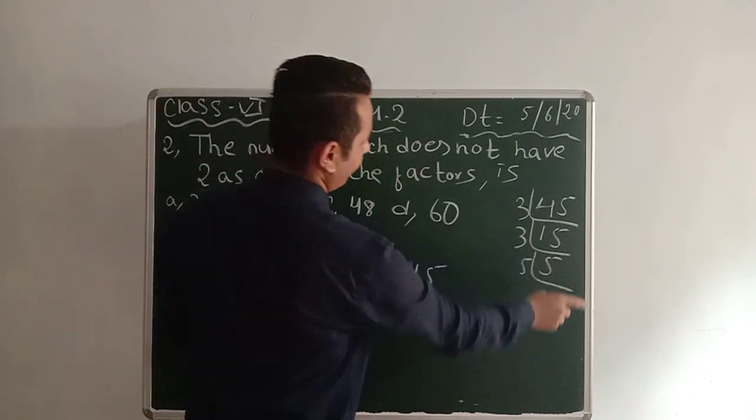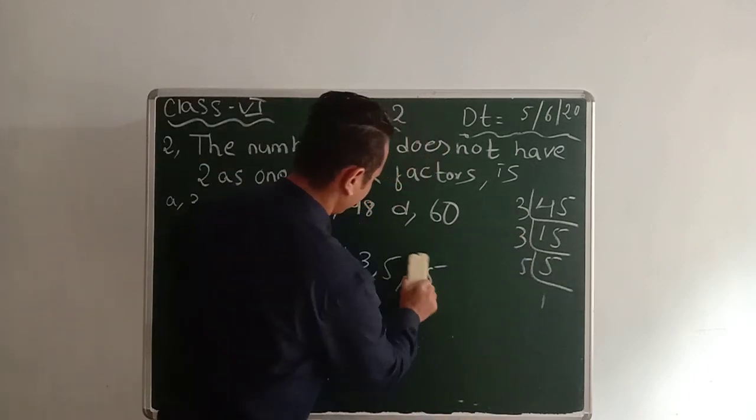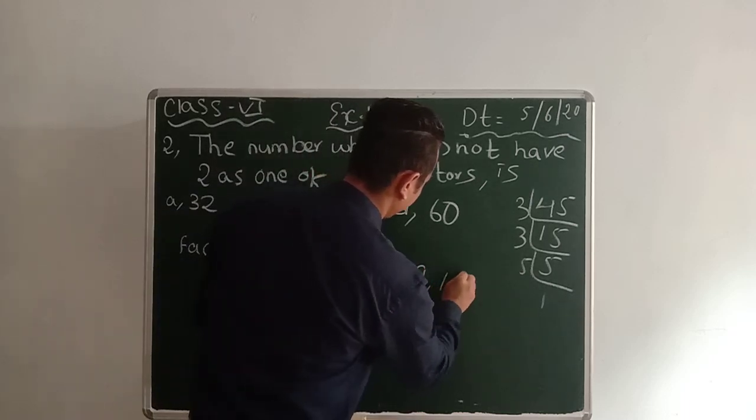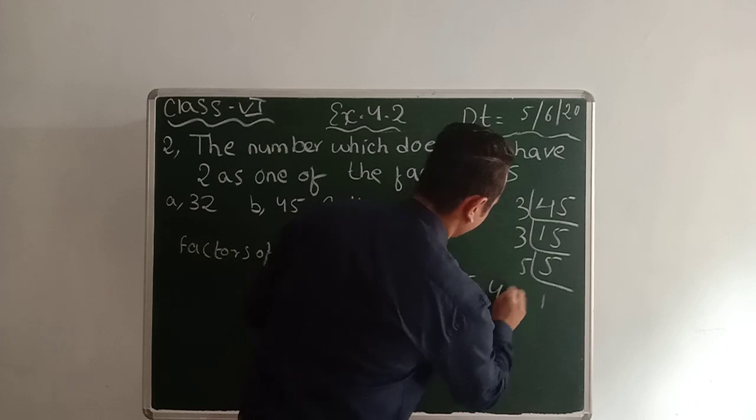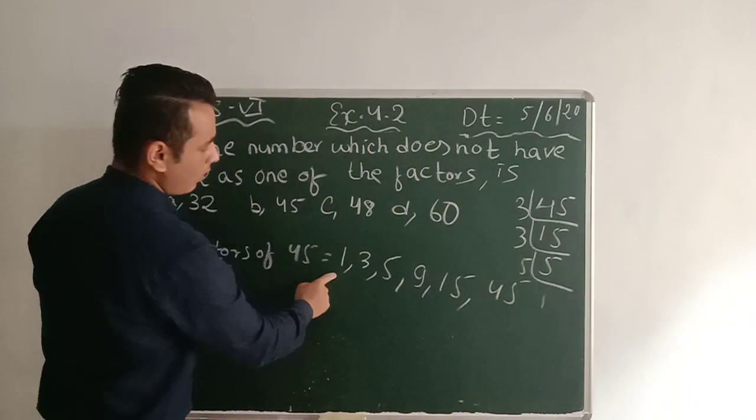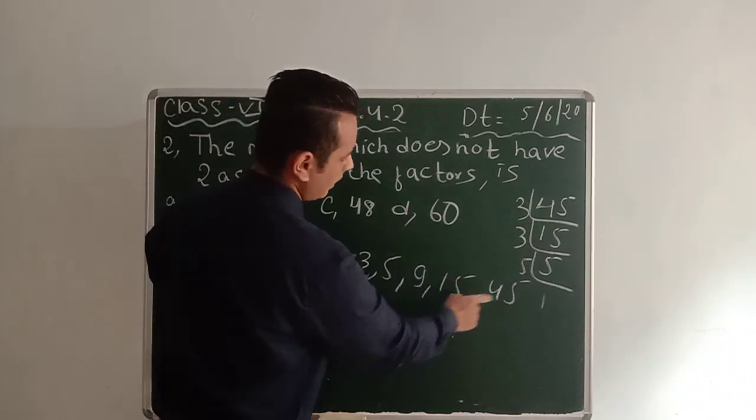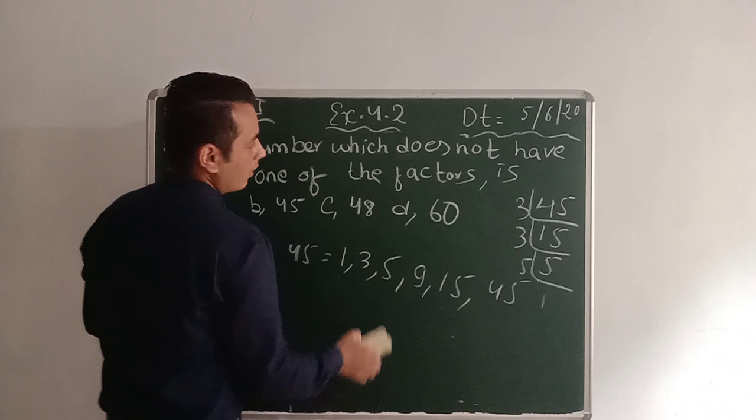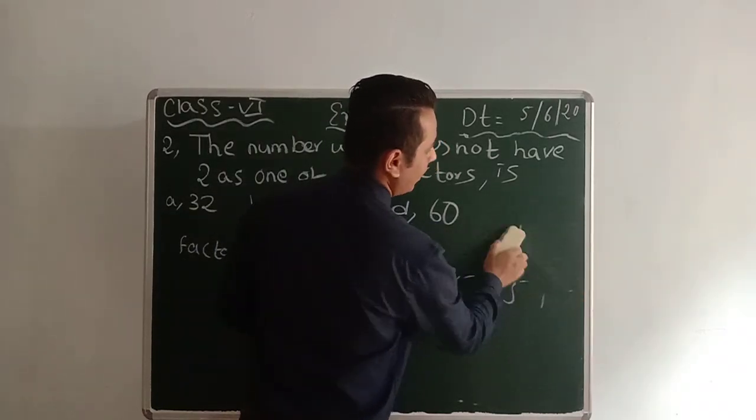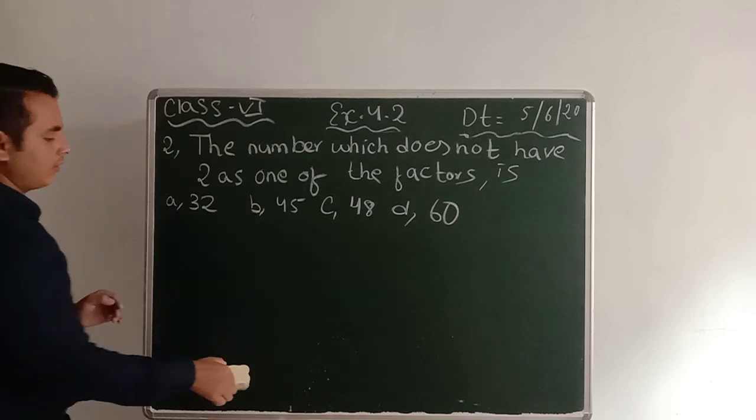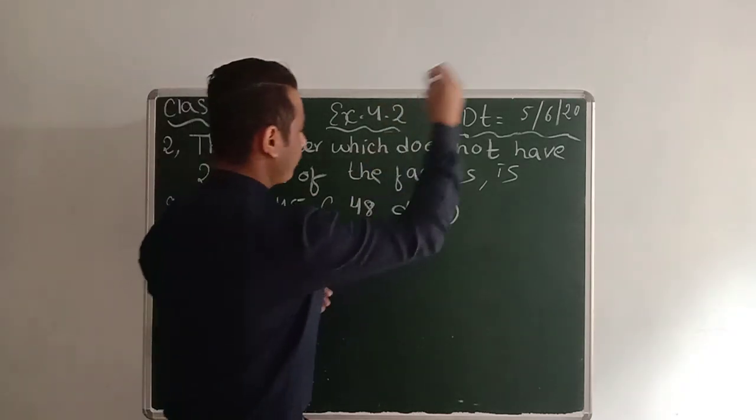Okay, as well as 9 also. 9 will also be a factor of 45, and at last 45. That means in 45 there is no 2. See here, 1, 3, 5, 9, 15 and 45. There is no 2. So your answer will be 45 is the number which does not have 2 as one of the factors.